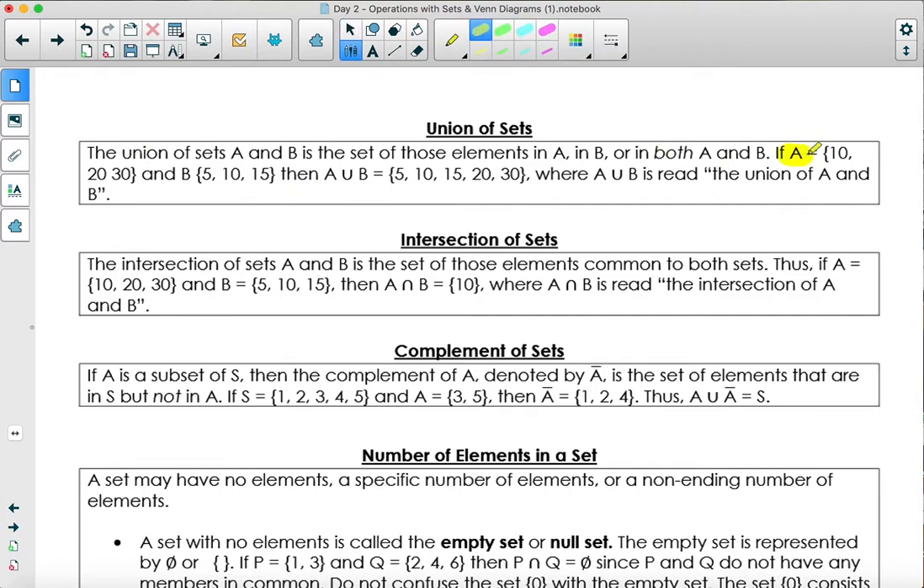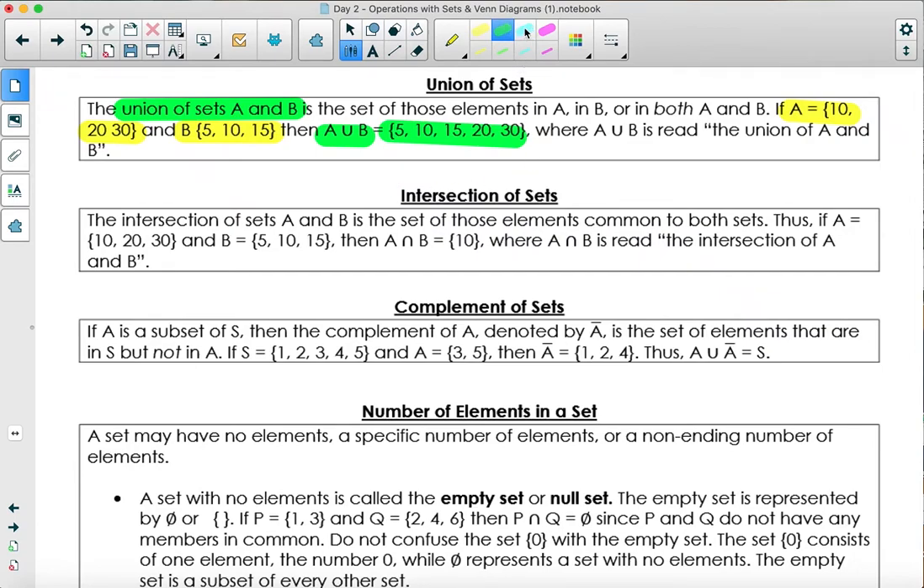that if I were to tell you that set A had the numbers 10, 20, and 30 in it, and set B had 5, 10, and 15, then the union of A and B, which is this little U shape that stands for the union of sets A and B, is going to be everything that both A and B have in it all together. 5, 10, 15, 20, and 30. Okay, and we did say that even though 10 is showing up in both of those sets, we do not duplicate that when we're looking for the union of sets A and B.